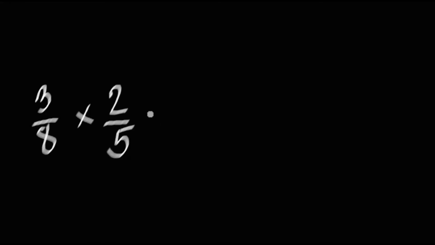Let's take another example. Let's say 3/8 times 2/5. To get the product of these two fractions, we need to multiply our numerators. We have 3 times 2 equals 6. And 8 times 5 is 40. 6/40 can still be simplified.